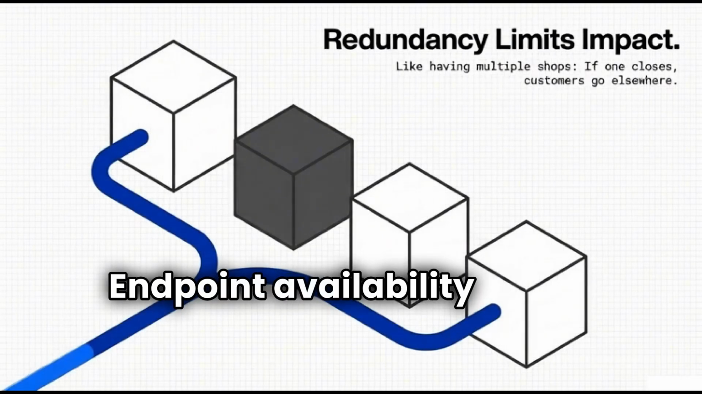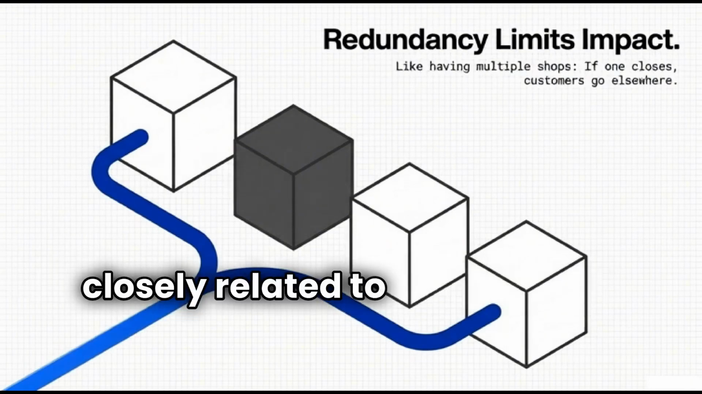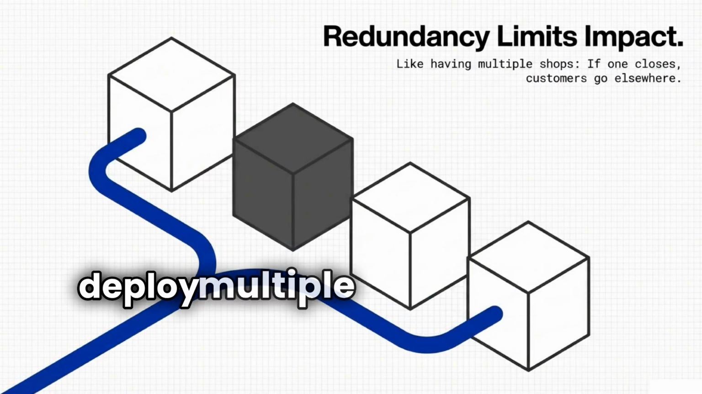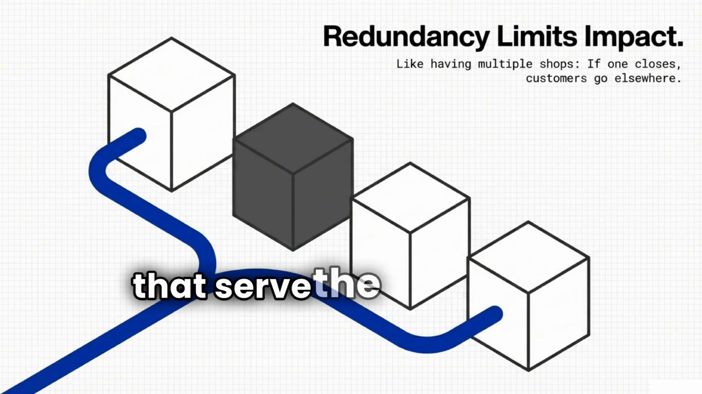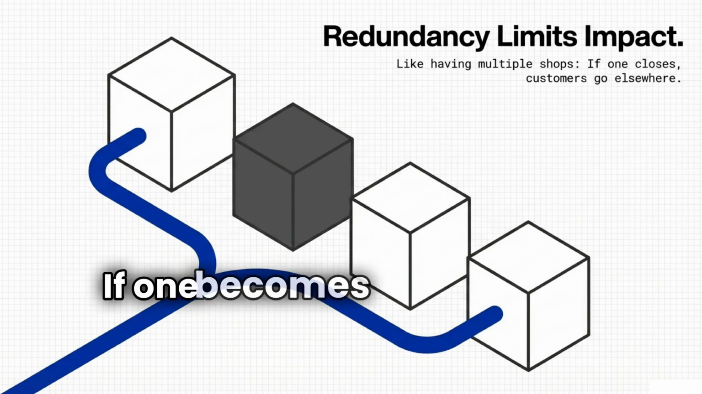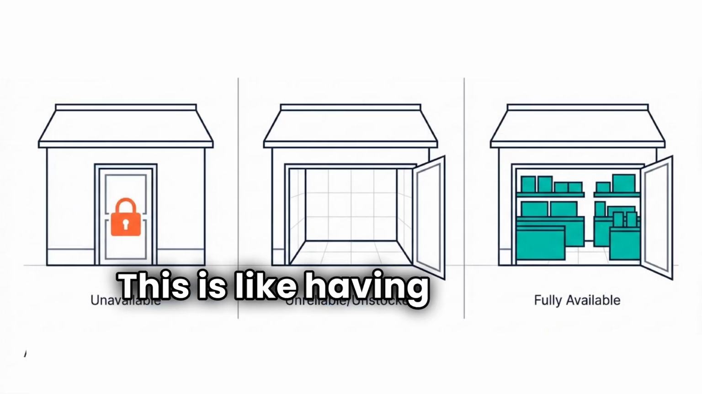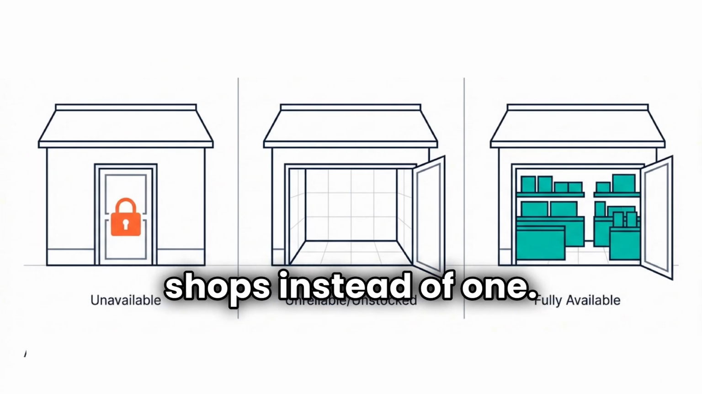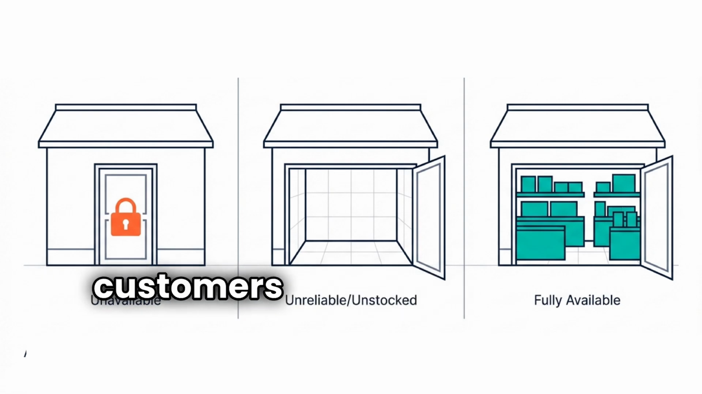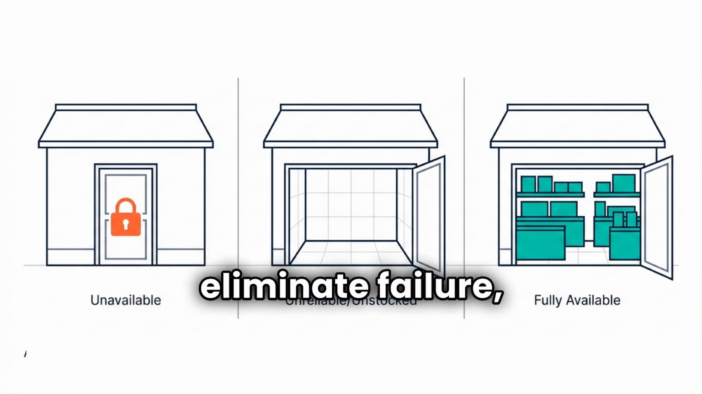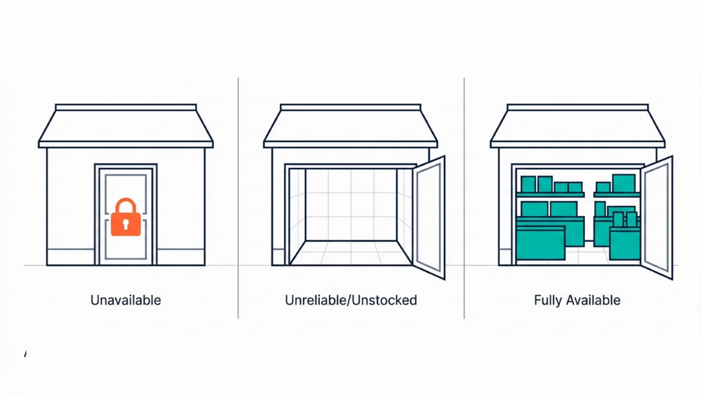Endpoint availability is also closely related to redundancy. Instead of relying on a single endpoint, networks often deploy multiple endpoints that serve the same role. If one becomes unavailable, others can take over. This is like having multiple shops instead of one. If one closes, customers can go elsewhere. Redundancy does not eliminate failure, but it limits its impact.